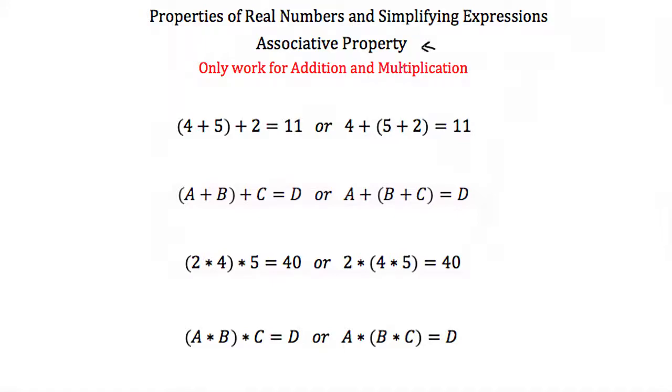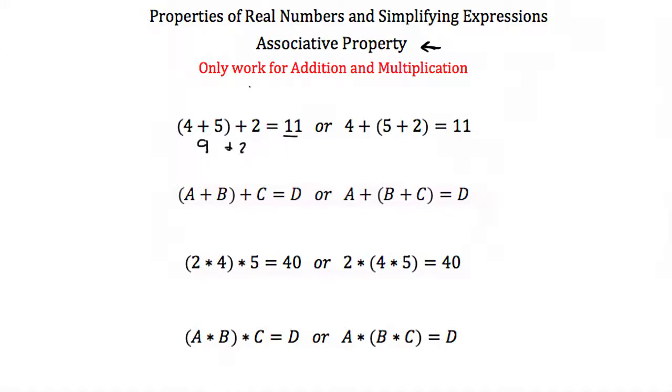Again, the associative property only works for addition and multiplication. And the associative property means it doesn't matter which numbers kind of hang out with each other. And let's see how this works. Here we have 4 plus 5 plus 2. Well, 4 plus 5 is 9. And then we add 2, that's 11.